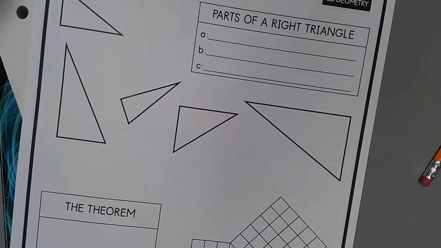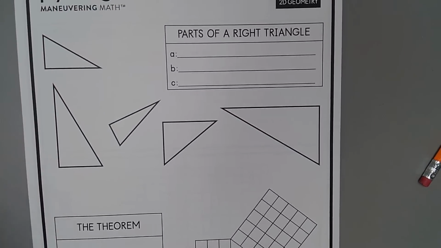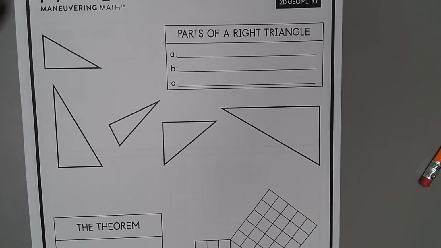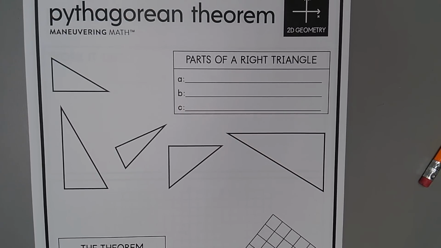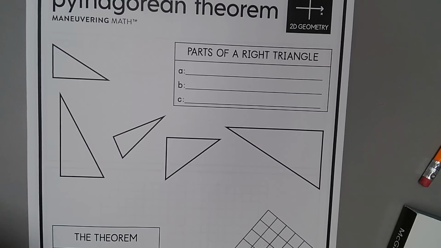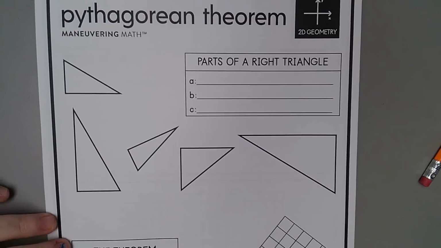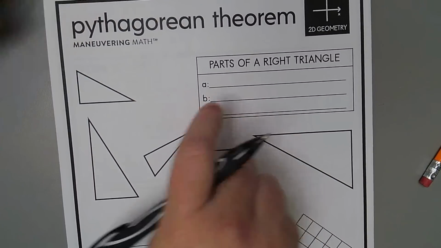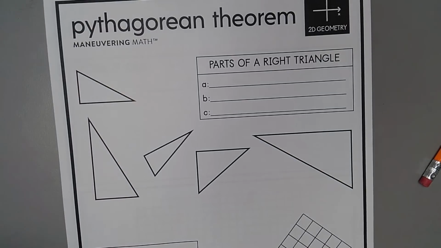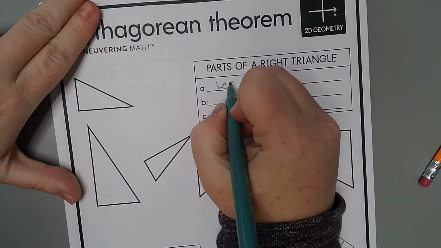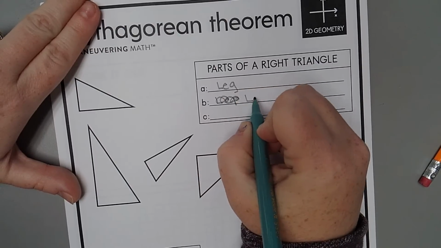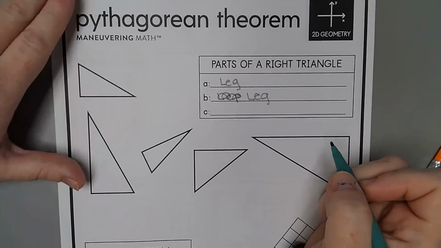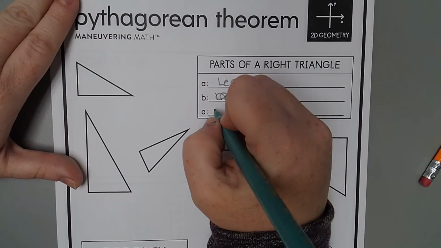All right, so it's this page right here. Parts of a triangle. Of a right triangle. Very specific. It can't be any triangle. It does need to be a right triangle. So there are three parts of a right triangle. We have A, which is a leg. B, which is also a leg. And C is the hypotenuse.